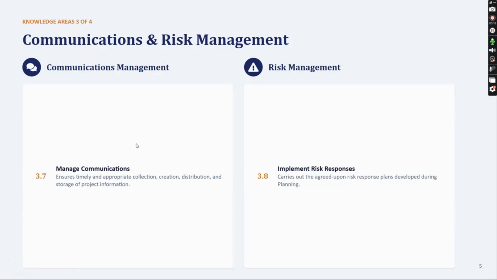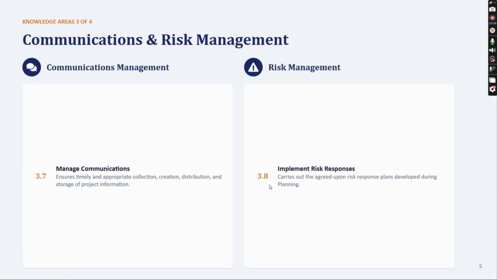Then comes the communication management. Communication management is the most required thing, where we are going to communicate the timelines, objectives, and how they are expecting us to deliver. It ensures timely and appropriate collection, creation, distribution, and storage of project information.